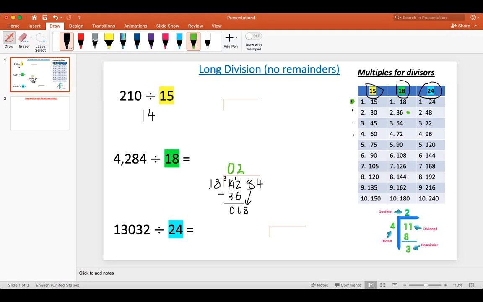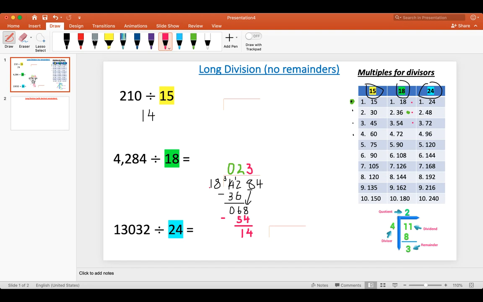Let's go back to that key question. How many groups of 18 can I make from 68? So let's go to my multiples of 18 and find the number as close as we can to 68. So 1 group, 2 groups, 3 groups, so I can make 3 whole groups, and its partner in crime is 54. So I'm now going to put the 54 down here, and I'm now going to subtract them. So 8 take away 4 is 4. 6 take away 5 is 1. So I've been left with 14.